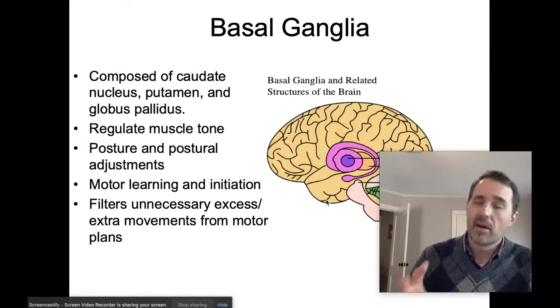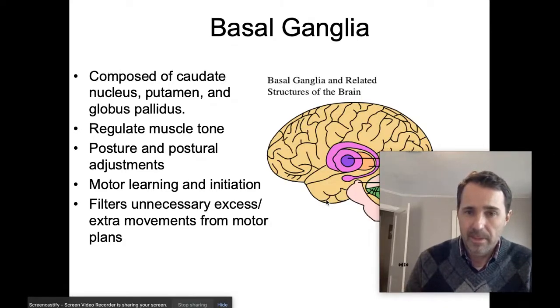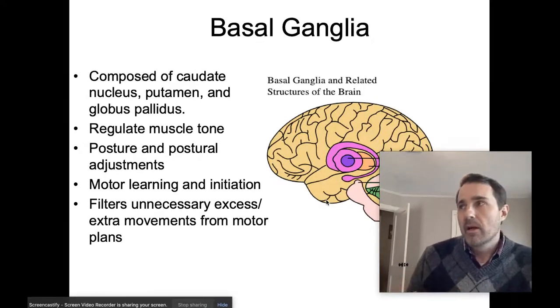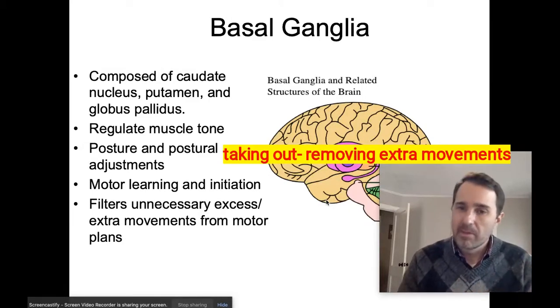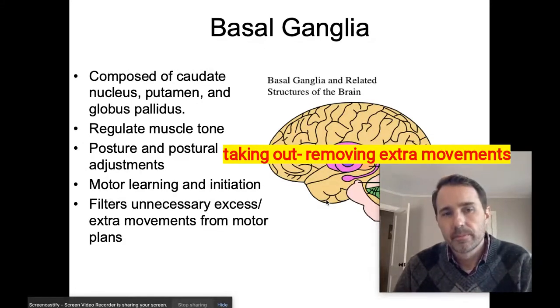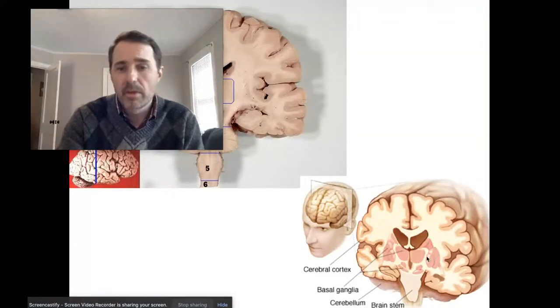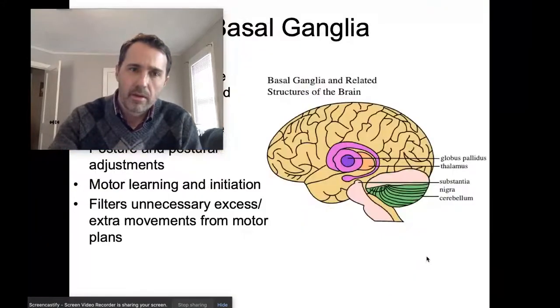The basal ganglia also plays a role in allowing you to initiate motor movement and learn new motor movement. And the basal ganglia also plays a role in taking extra involuntary movements that might be in your motor plans. Here's a coronal slice that shows you some of the structures we're talking about and how deep they are within the brain.